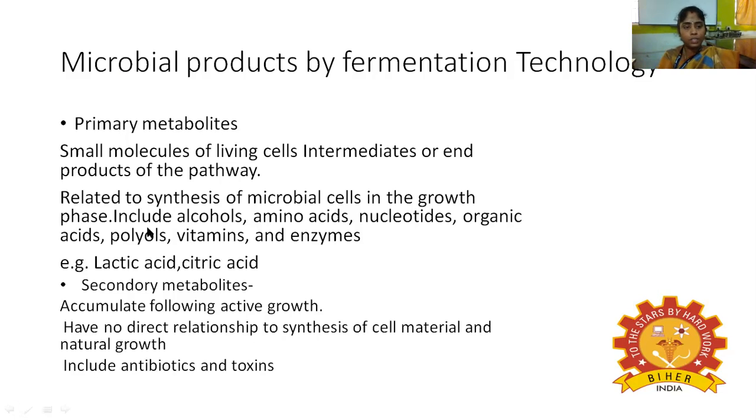So here the first one is the primary metabolite, the second one is the secondary metabolite. When we talk about the primary metabolite, it is related to the microbial cells in the growth phase. The products that can be produced, like alcohols, amino acids, vitamins and enzymes, come under the category of primary products or metabolites. That is, the product is formed due to the action of a microorganism.